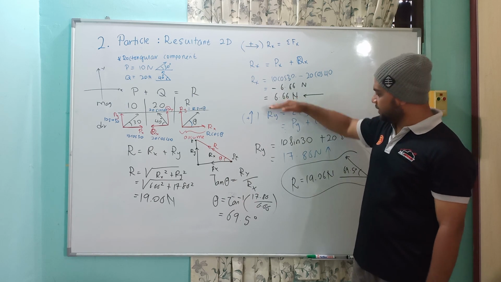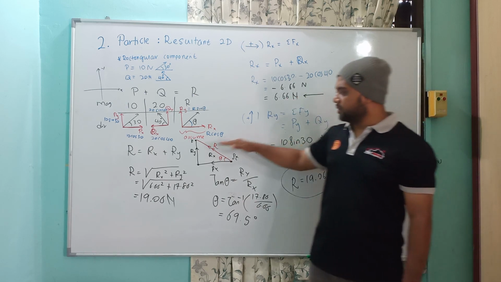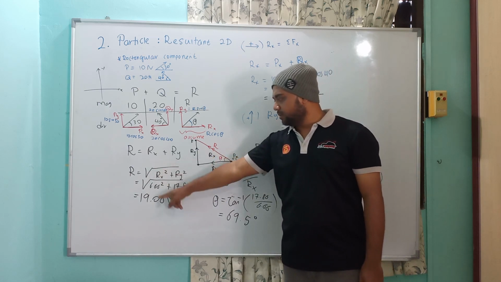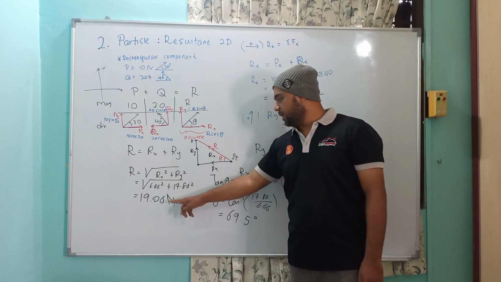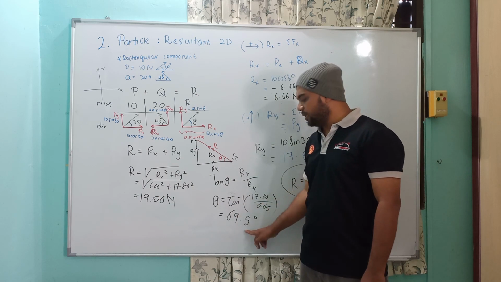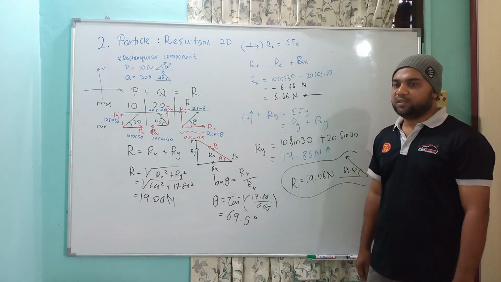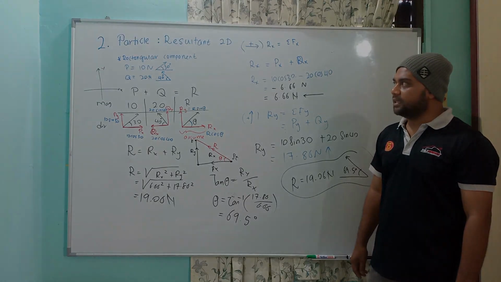So now you have Rx and Ry combined using this method. Then you can calculate R, square root of these two. You get the R, and then tangent minus 1, you get the theta. So you have your final answer. So that's all for the third method.